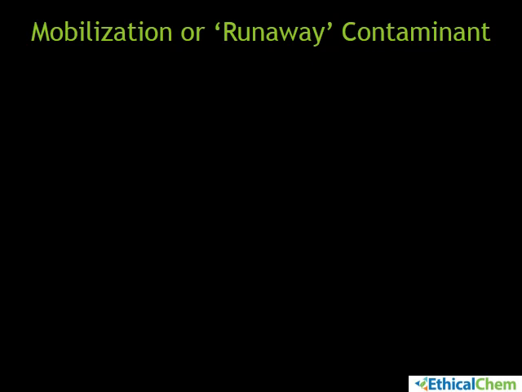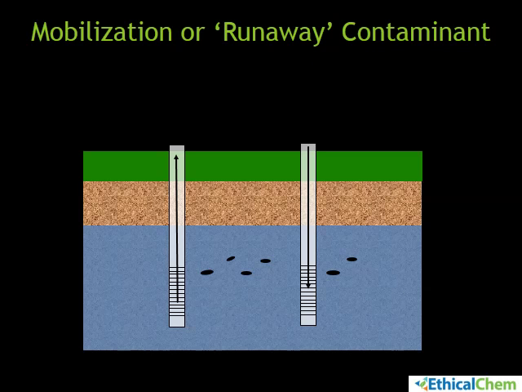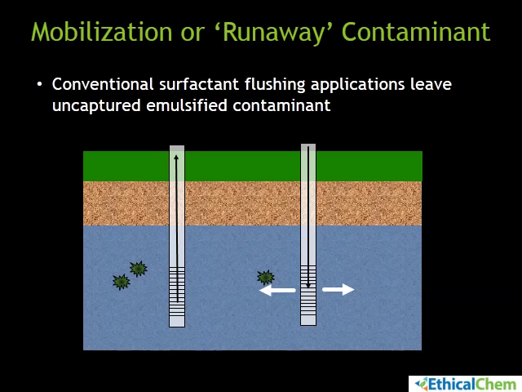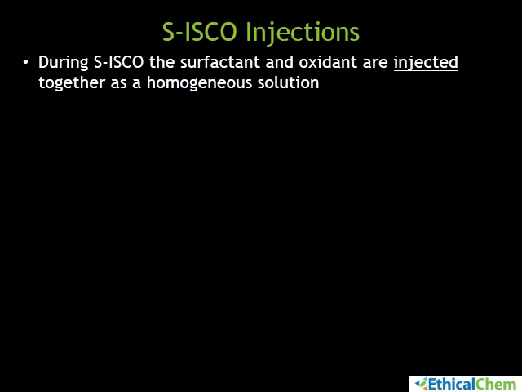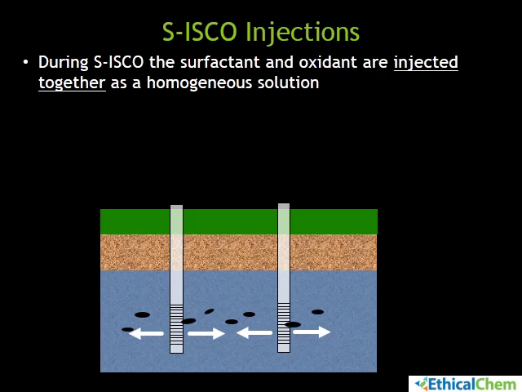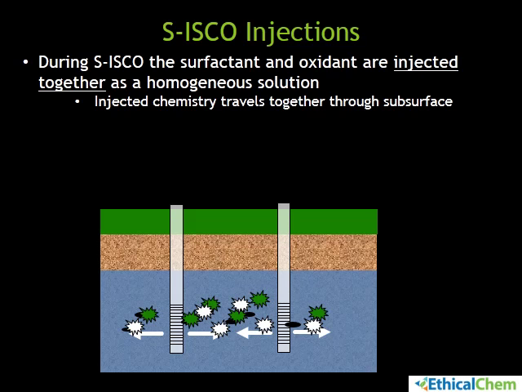As opposed to the S-ISCO approach, conventional flushing applications apply surfactant alone in an attempt to emulsify contaminant and recapture the surfactant and contaminant through extraction wells. Although this surfactant-only approach may remove bulk phases of contaminant, it will result in some amount of emulsified material remaining in the groundwater phase. During a S-ISCO application, surfactant and oxidant are injected together as homogeneous solutions.